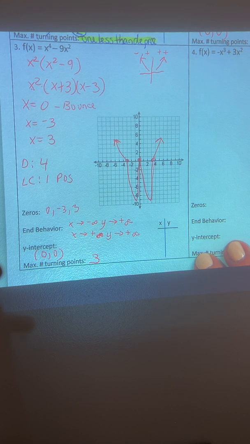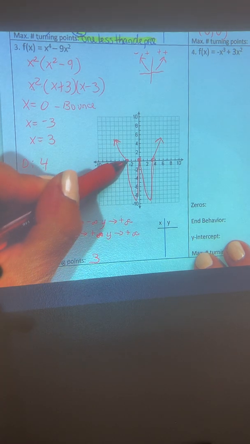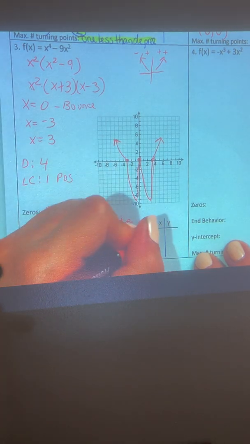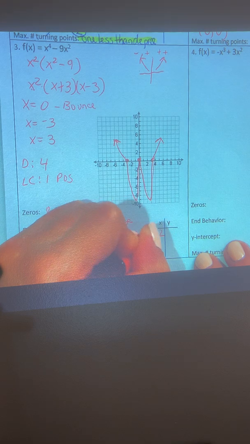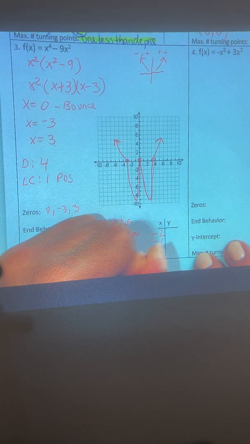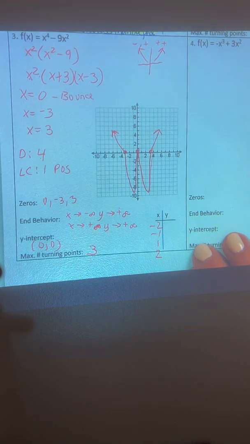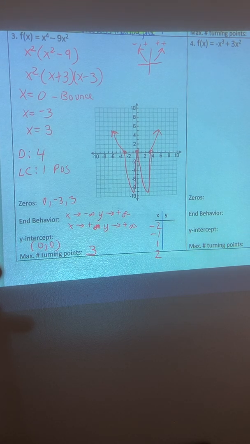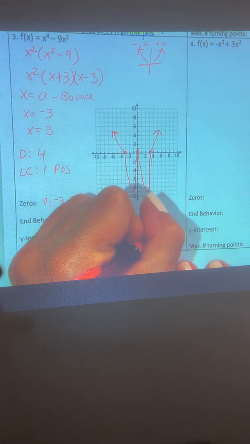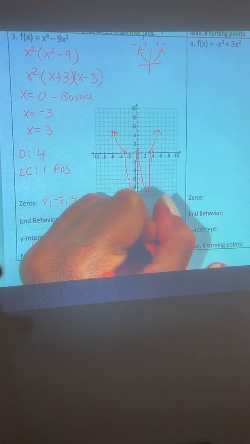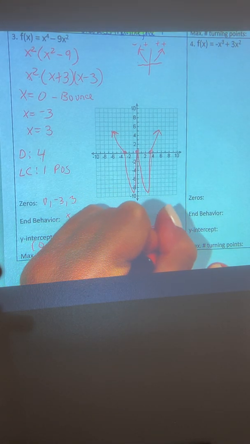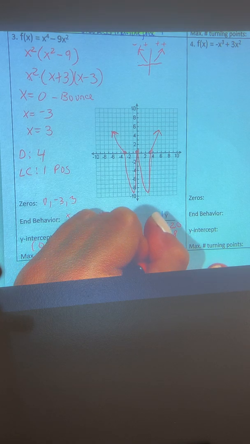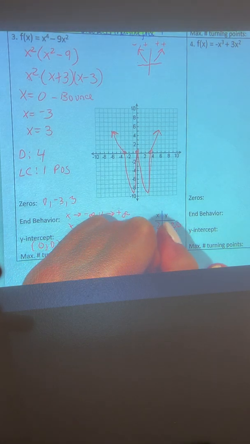And realistically, what numbers would I use? Well, this is a -3, this is a 0. So I would use a -2, a -1, a 1, and a 2. But again, we're just using a sketch. But if I plugged in -2, I'd come out with -20. If I plugged in -1, I'd come out with -8. If I plugged in 1, I'd come out with -8. If I plugged in 2, I'd come out with -20.